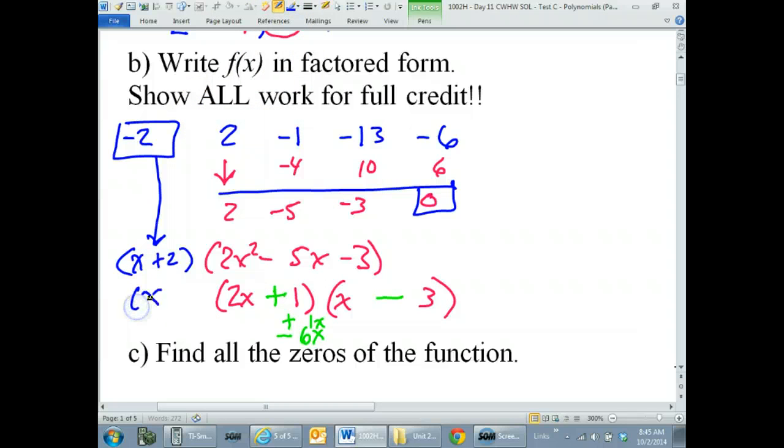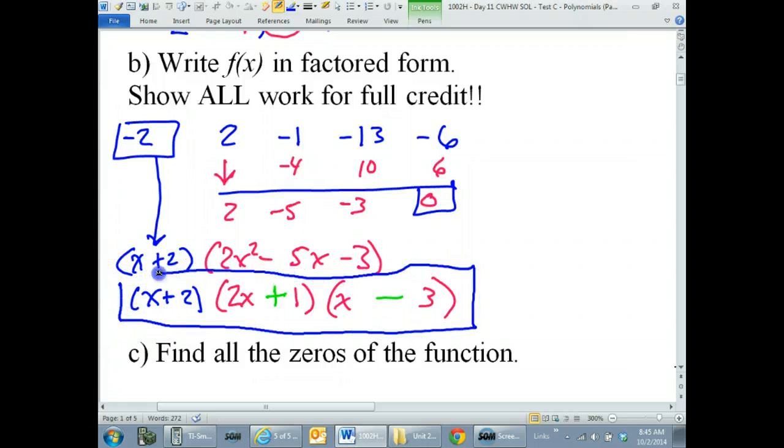Okay, so I'll still have my x plus 2 over here. Okay, so part B says write f of x in factored form. Okay, we just did it. So part B is now done. Okay, so I'm going to throw a box around it. Or I guess I'm supposed to put it on the line.